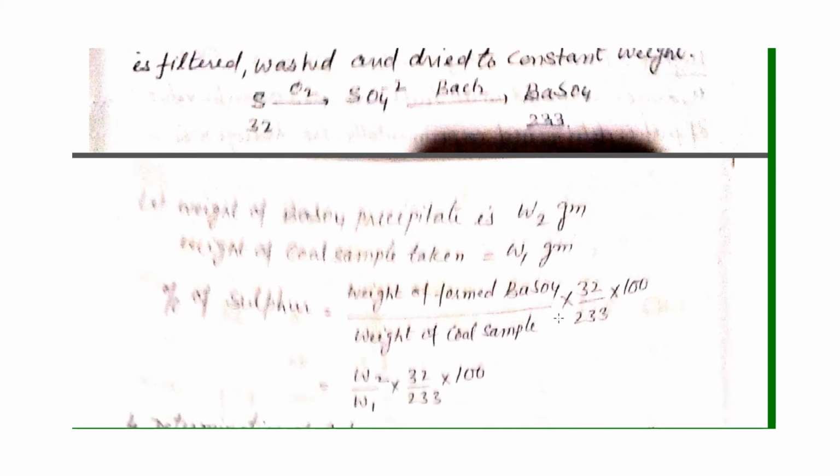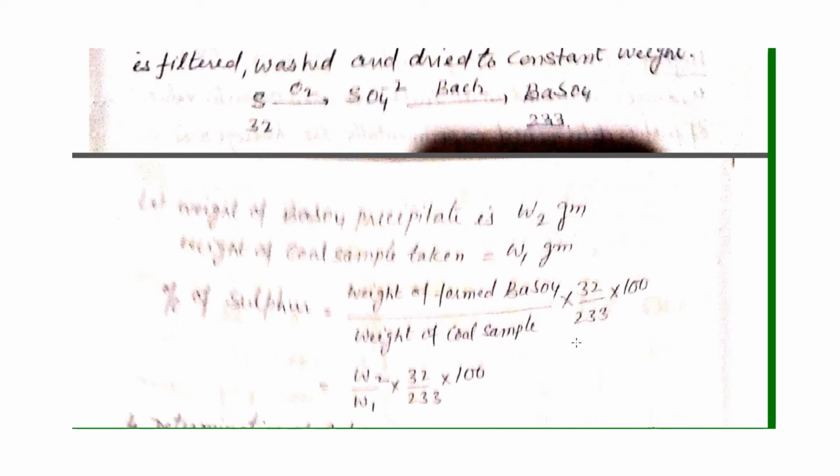Let the weight of the barium sulfate precipitate be W2 gram, and the weight of the coal sample taken be W1 gram. Then we can find out the percentage of sulfur by putting the values of W1 and W2 in this given formula: weight of barium sulfate upon weight of coal sample, into 32 by 233, into 100. Now the question that arises is where we got the values 32 upon 233.